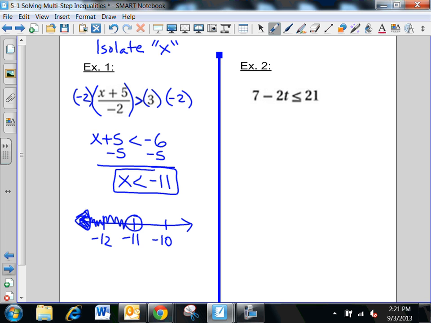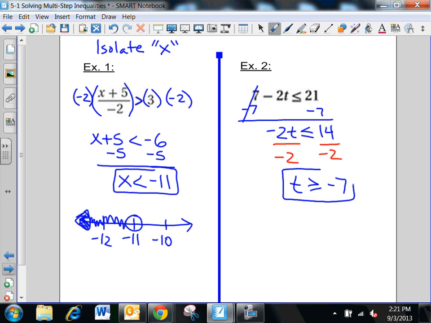Example number 2. The very first thing I'm going to do is subtract 7 from both sides. When I subtract 7 from both sides, they cancel on the left-hand side, and I get -2t is less than or equal to 14. I did not switch the sign this time because I'm just subtracting 7. The next step is to divide by -2. Since I'm dividing by a negative number, I will flip the inequality sign. So this will be t is greater than or equal to -7. That is my solution for this problem.